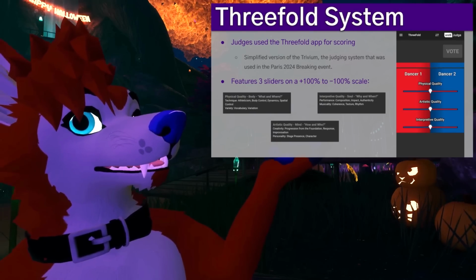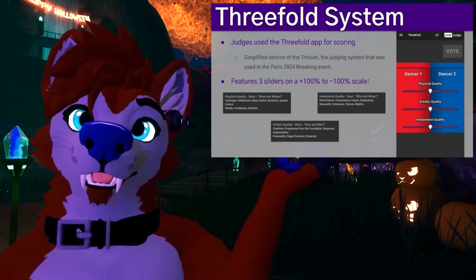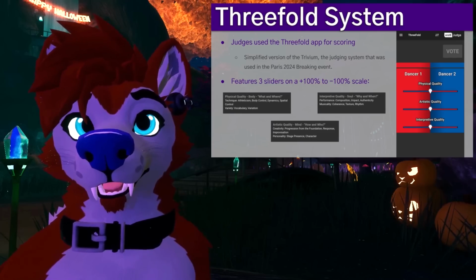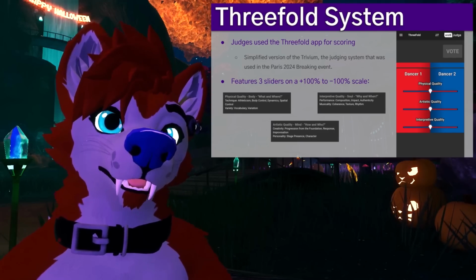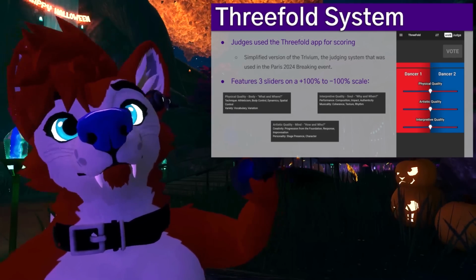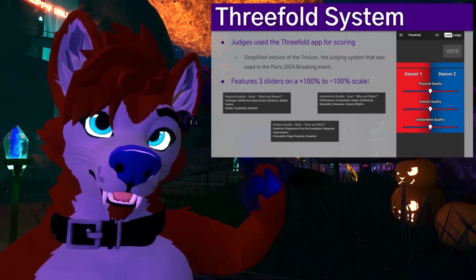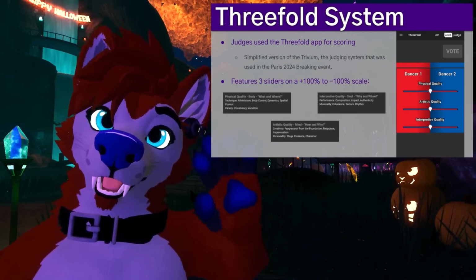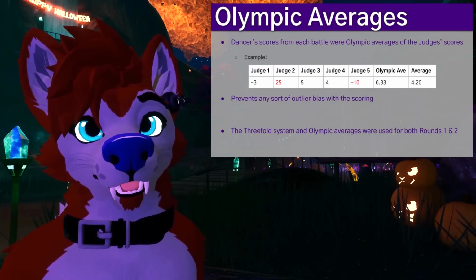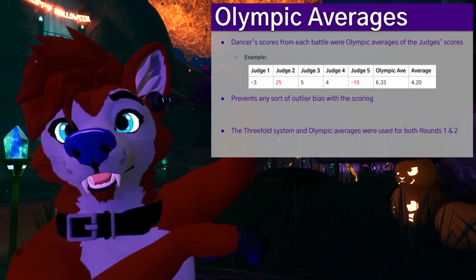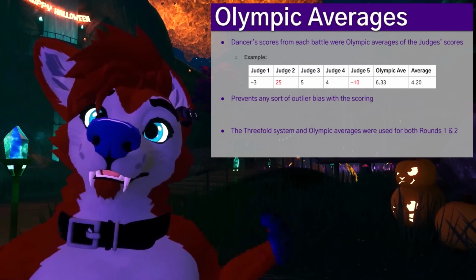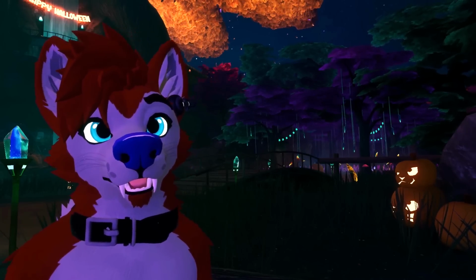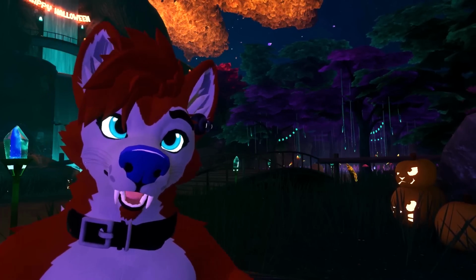Judges use the threefold system for voting instead of the 5-point voting system that was used in the past. The threefold system is a simplified version of the judging system that was used in the Olympics this year. Voting is based on 3 qualities: physical, artistic, and interpretive. Judges were able to use the threefold system using Android devices, and there are 5 judges. Dancers' scores were based on Olympic averages, where the highest and lowest judges' votes were truncated and the rest were averaged. The threefold system expands the voting scale, and using Olympic averages removes any sort of outlier bias.